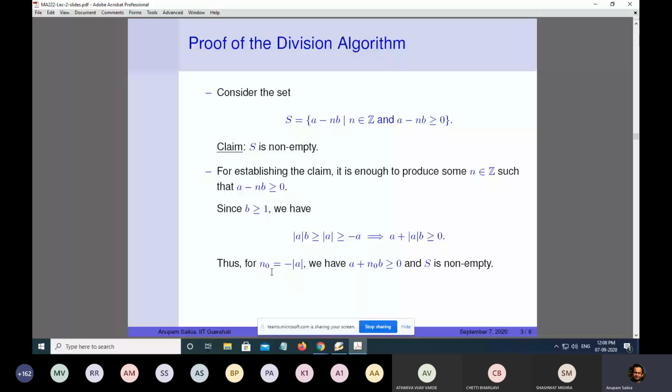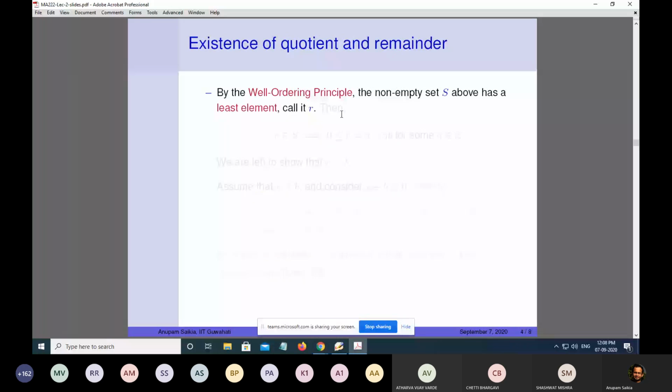That shows this set is non-empty. And by the well ordering principle, it has a least element. Let's call it R. Okay, so this non-empty set has a least element. Call it R. First of all, R belongs to S, so R has to be non-negative. Secondly, R has to be of this form, because S was like that. It was a minus a multiple of b.